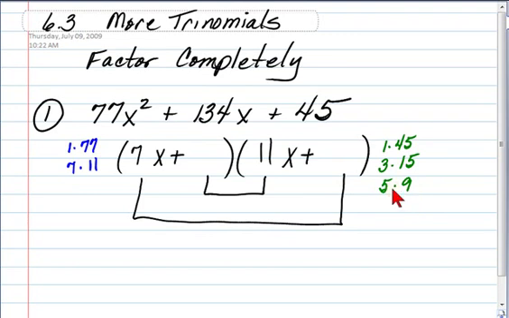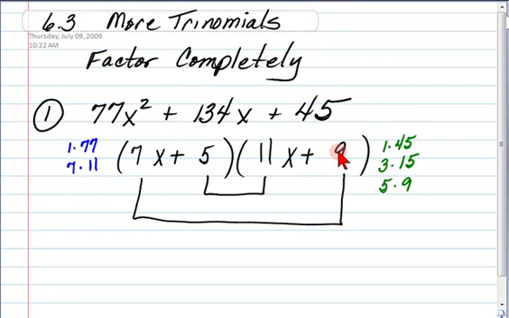I do usually pick factors to start with that are closer to being the same size rather than picking the extremes. Okay, that's just me, and it's not necessarily going to be right every time. All right, so I pick 5 and 9. Okay, let's see where we are.